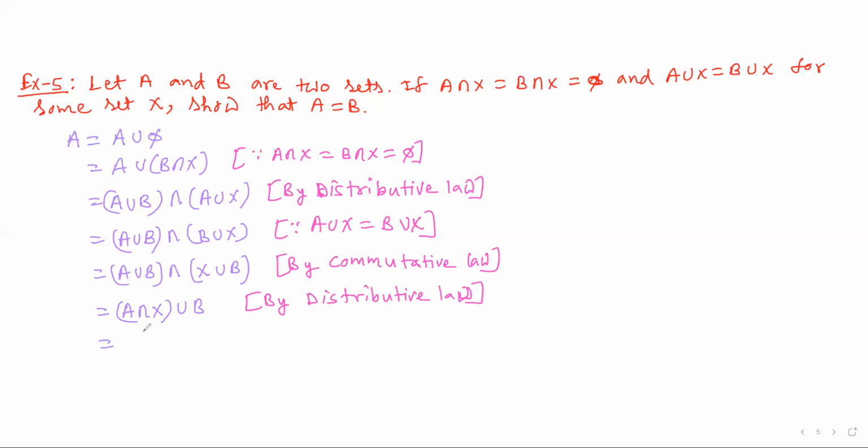Now A intersection X is equal to, it is given, phi. So phi union B we have got. Here you have to write the reason: since A intersection X is equal to phi, as given. Now phi union B is equal to B according to the property. So in this way we have got A is equal to B. So this is the required result.